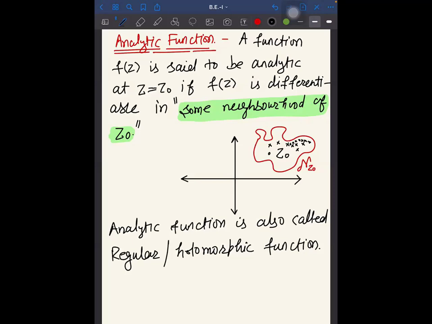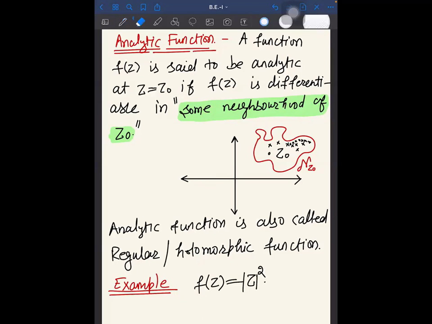Can you give me a very small example of a function which is differentiable but not analytic, in order to make you understand the difference between analyticity and differentiability? If you think about this function, we have done it. We said that this function is differentiable nowhere except at z equal to 0. याद है ये किया था ना mod z का स्क्वायर?